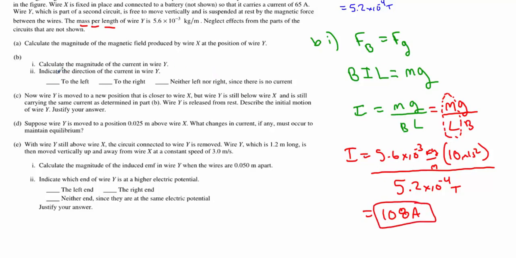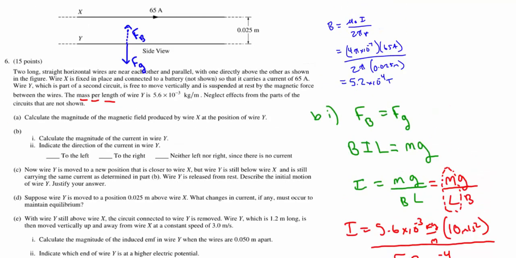For B2, we now need to indicate the direction of the current in wire Y. Well, you don't need to justify, so as long as you remember the rule: when the currents in two wires are in the same direction, they're attractive, parallel. When they're in opposite directions, they're repulsive, anti-parallel. Since this wire must be getting pulled up, it's got to be attractive, which means its current needs to be in the same direction. So the answer is to the right.